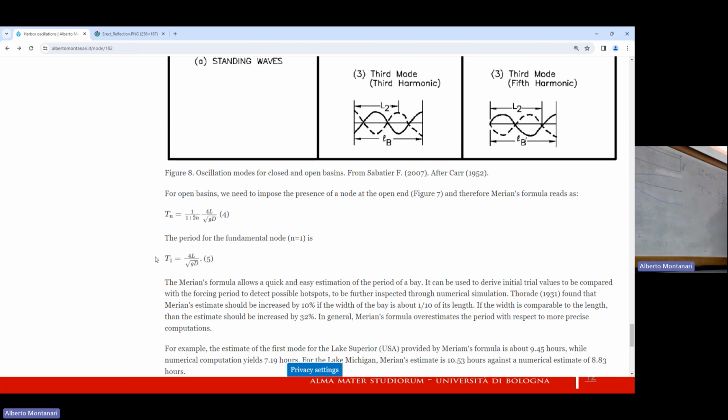And this is Merian's formula for open basins.